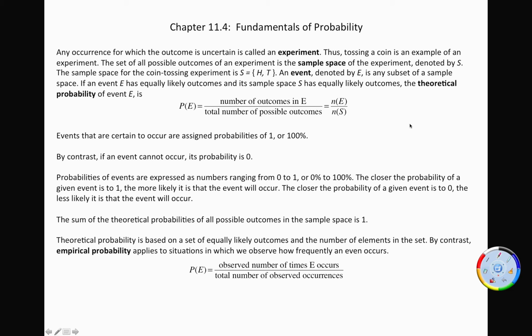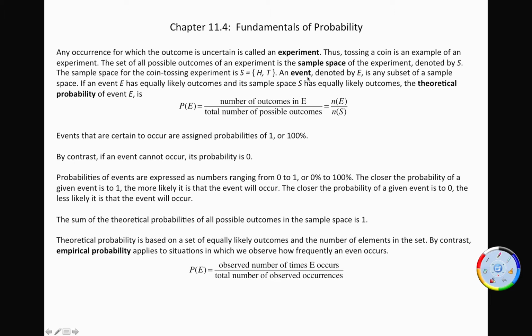11.4 Fundamentals of Probability. Any occurrence for which the outcome is uncertain is called an experiment. Thus, tossing a coin is an example of an experiment. The set of all possible outcomes of an experiment is the sample space of the experiment, denoted by a capital S. The sample space for the coin tossing experiment is the set that consists of heads and tails, everything that's possible when you flip a coin.